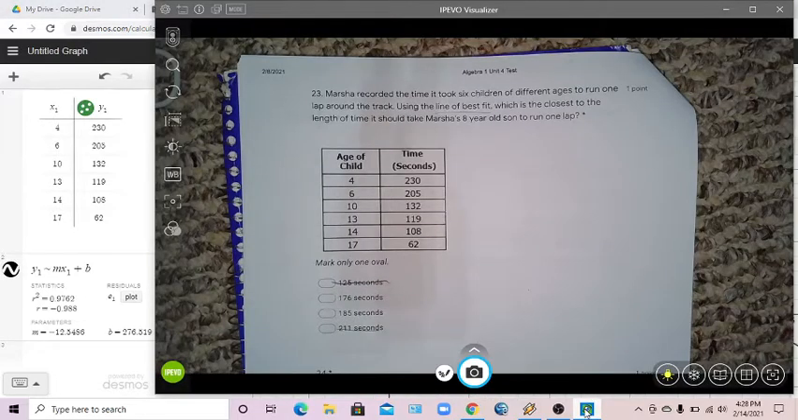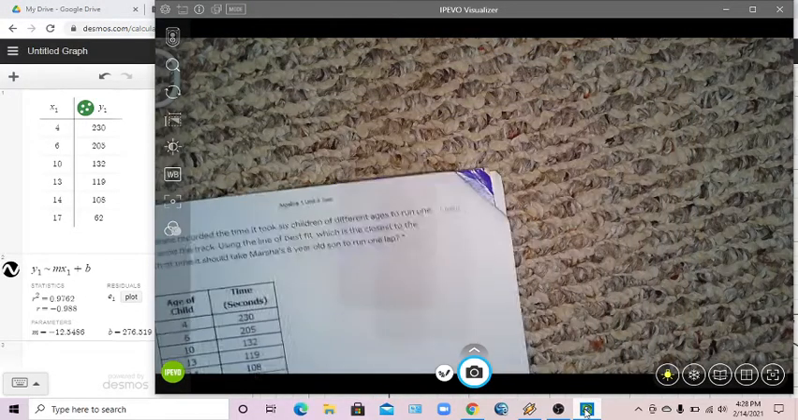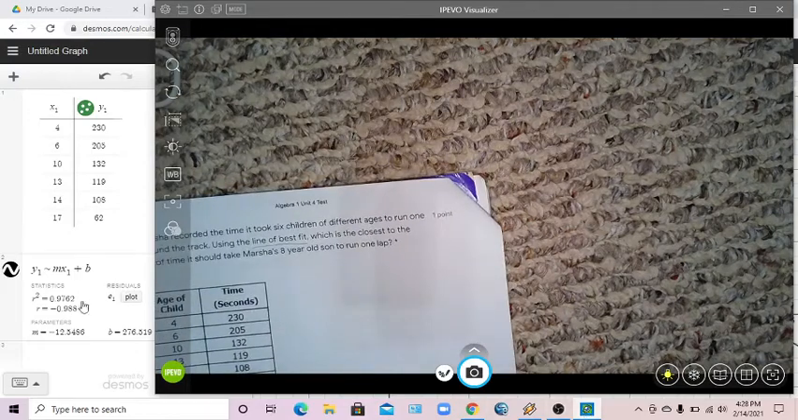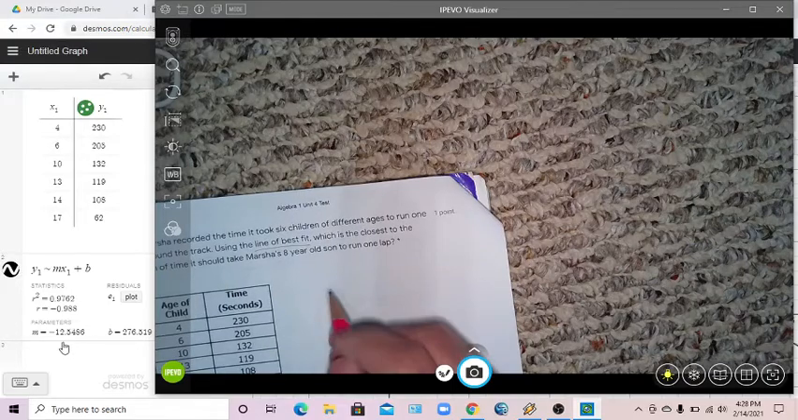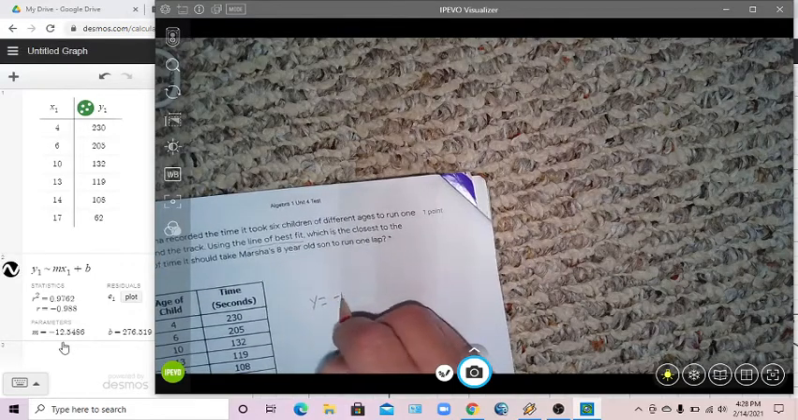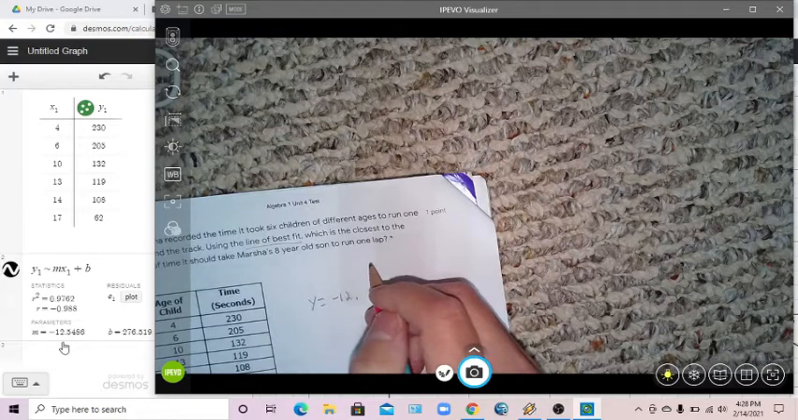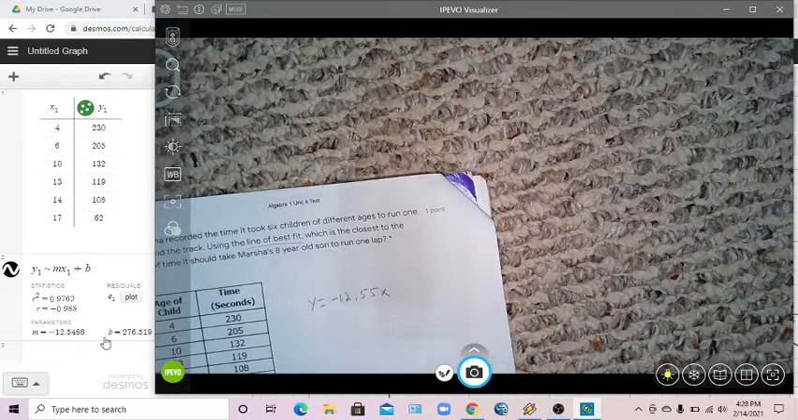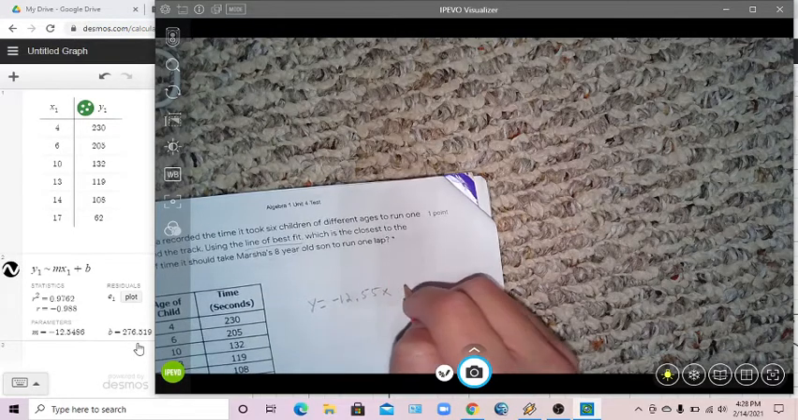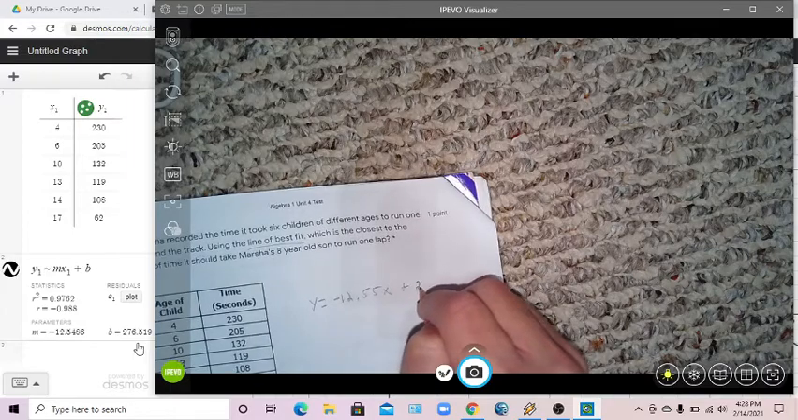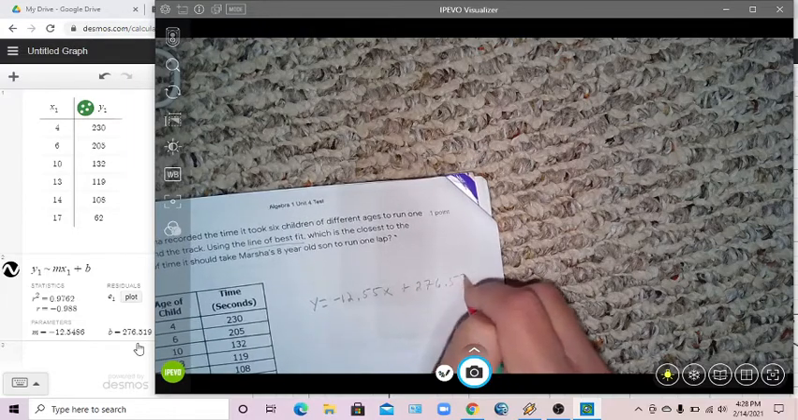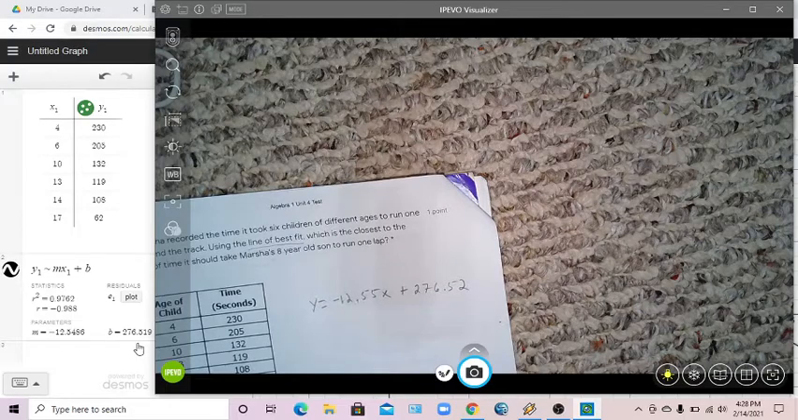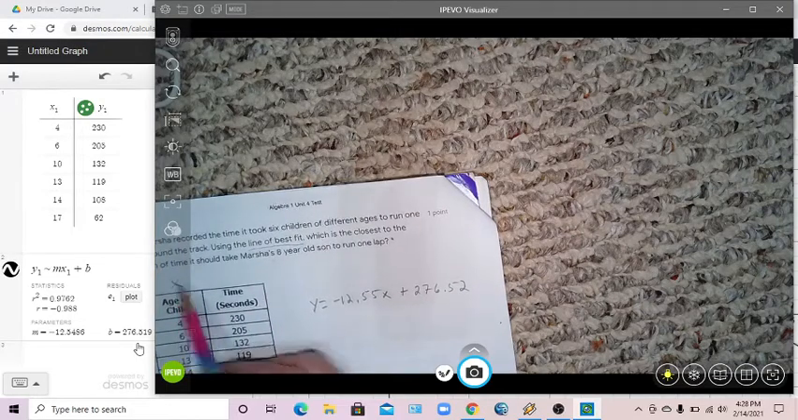Alright, so let me put this back up. For my m and my b, for y equals mx plus b, let me use my cursor. Here's my m. So y equals negative 12.555 x, and then the b is plus 276.52. Okay, and the age is x, the time is y.